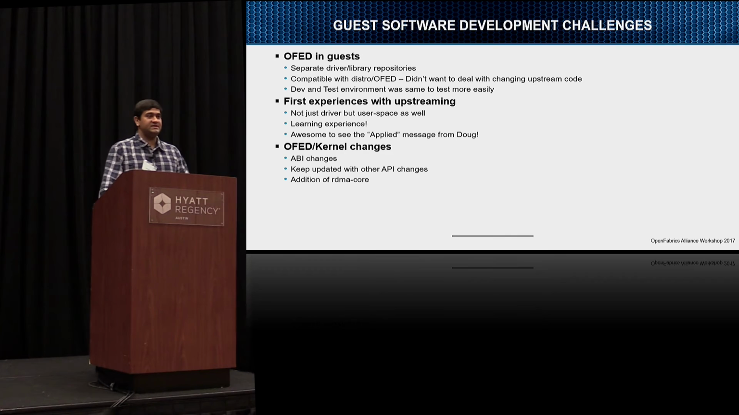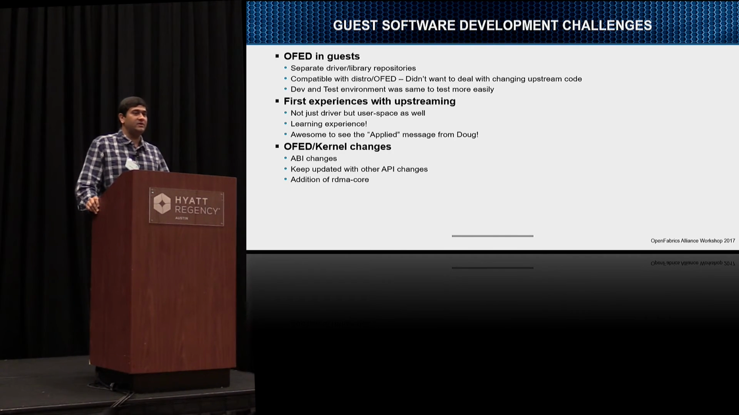Some of the other changes: while we were upstreaming, there were a bunch of changes that occurred which caught us off guard because we weren't prepared for them. Maybe we were not aware of what was going on in the Linux RDMA mailing list, but some of them were related to the ABI changes, and there were other changes with regard to, say, the rdma-core library that was recently added.